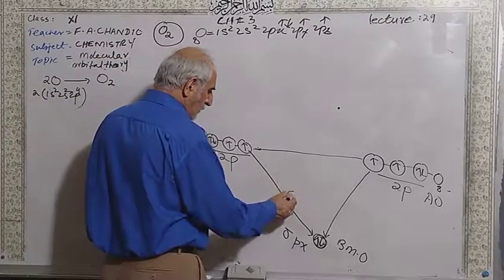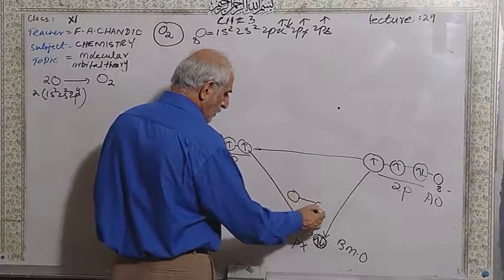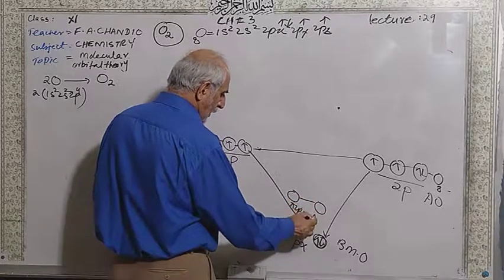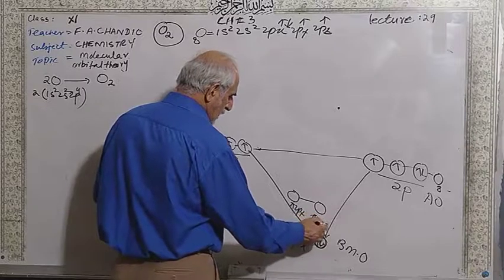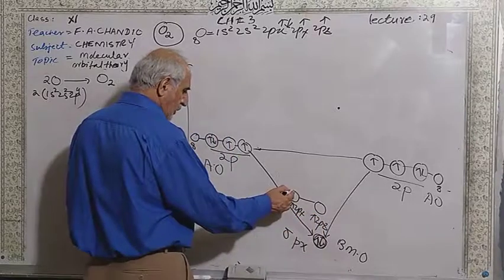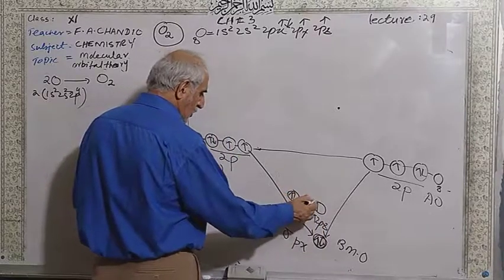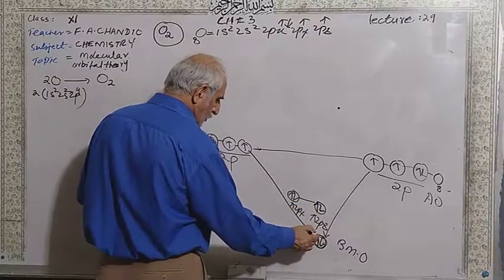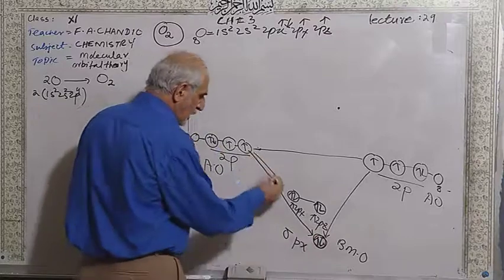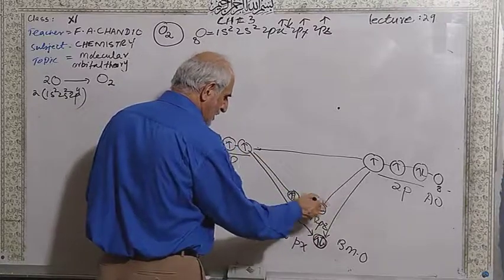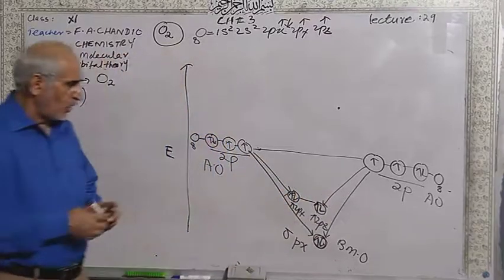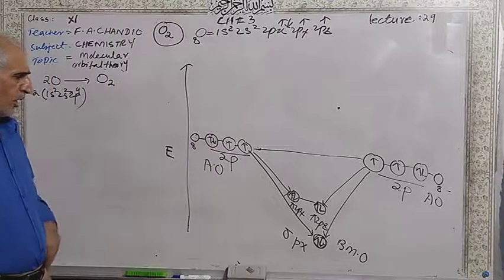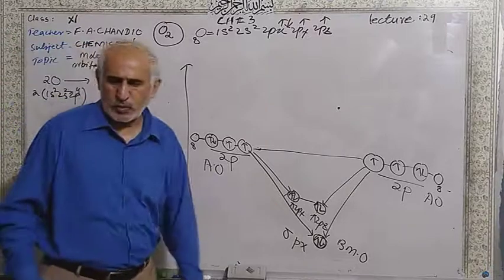Then you have to fill pi 2py and pi 2pz. So one electron, second electron, one and one, two electrons are there again. So students, there are 6 now. 6 electrons: pi 2py 2 electrons and pi 2pz 2 electrons.